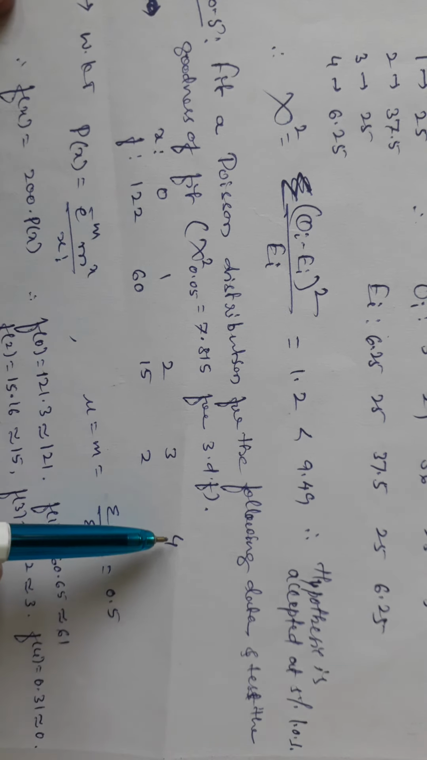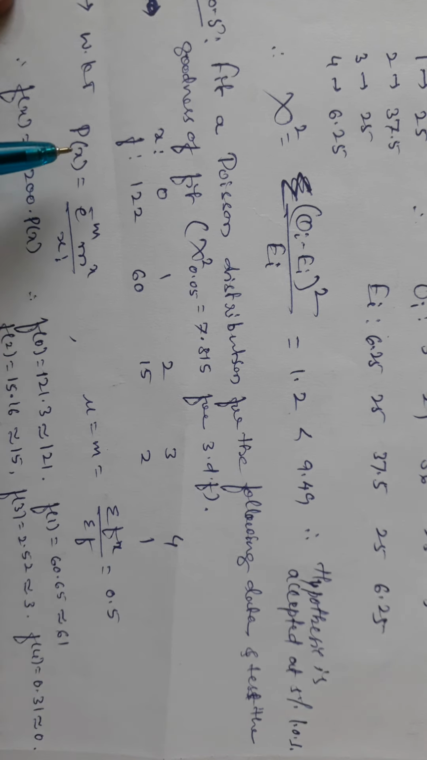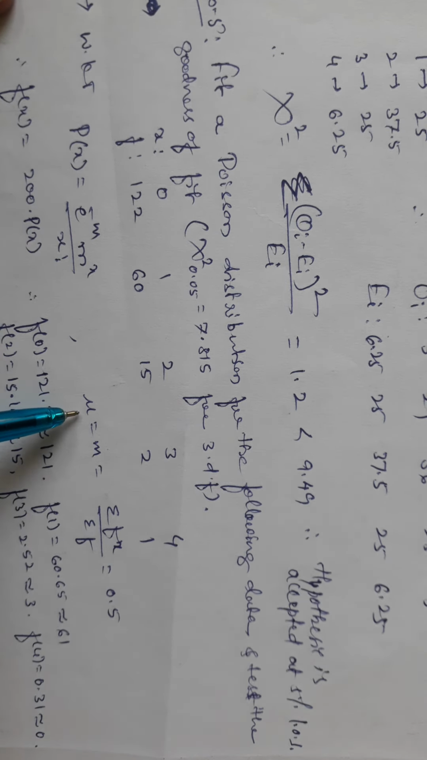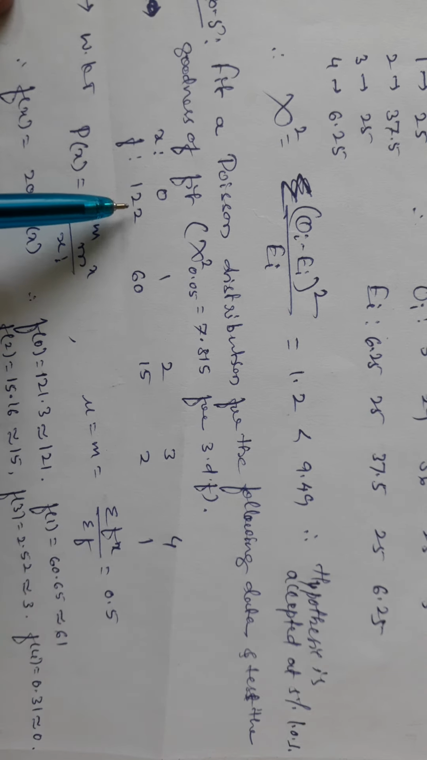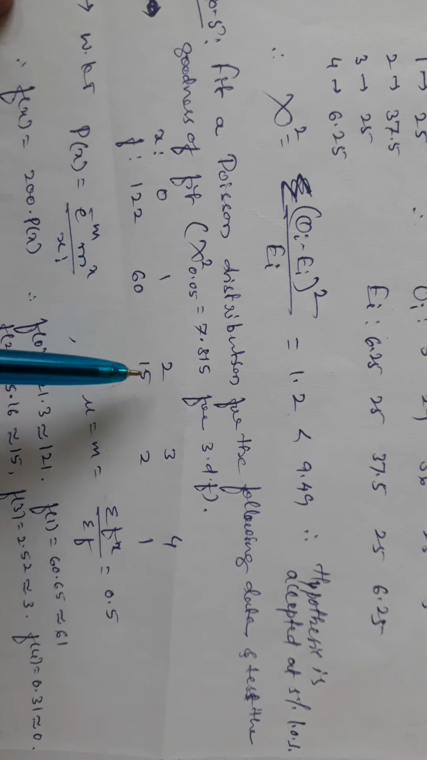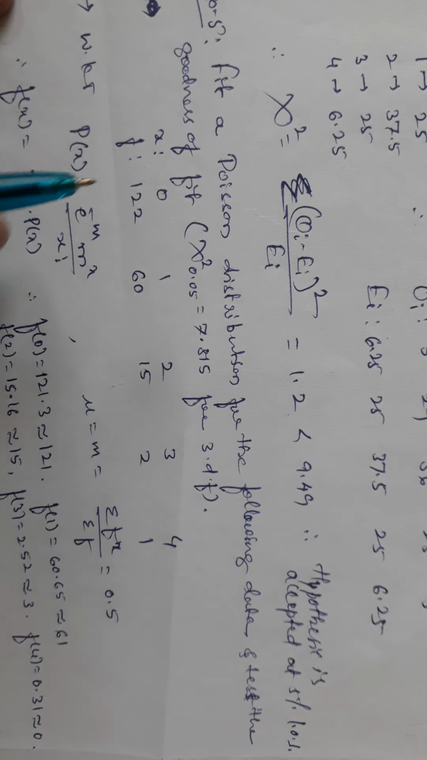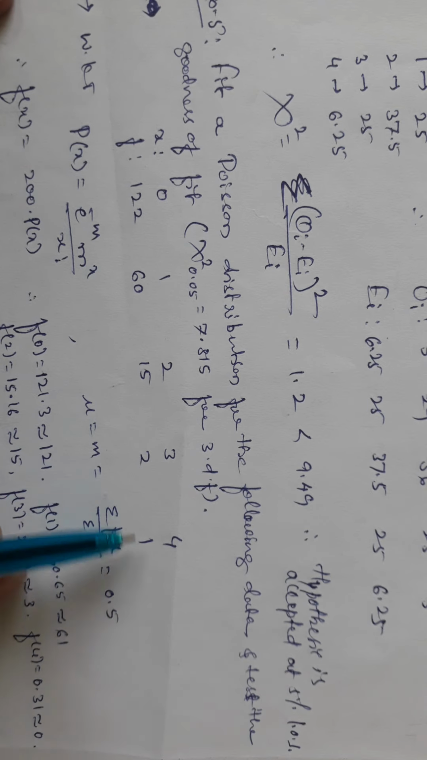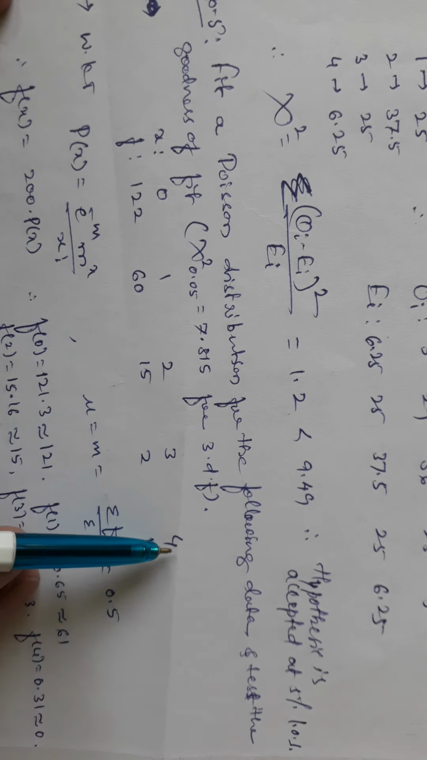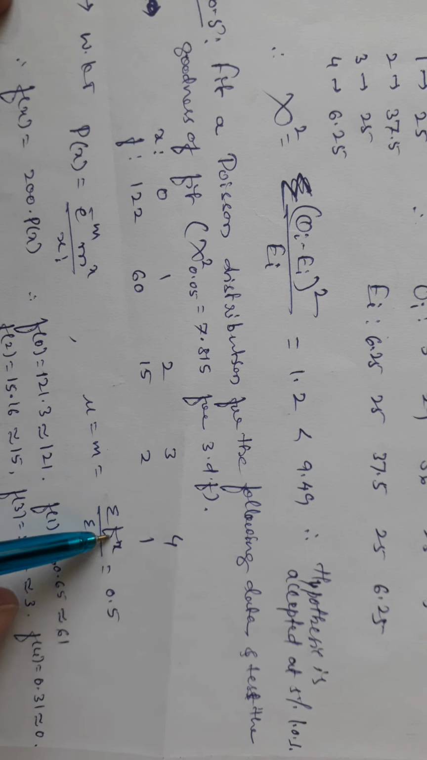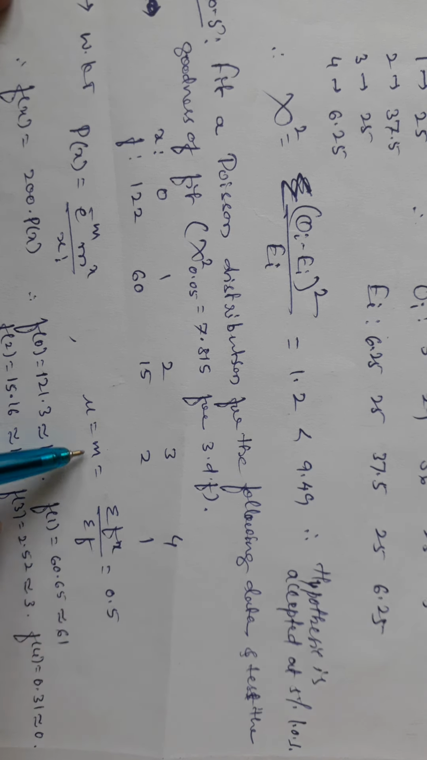Here these are the x values, but here we need to find m. Therefore, m, that is mu, the mean value, is obtained by the formula summation fx divided by summation f. It is a frequency distribution. Therefore, f into x for each value, then by adding we'll get summation fx and divide by summation f. Therefore, summation of f is 200 and these values are 0, 60, 30, 6, 4. By adding this we'll get 100. Therefore, by simplifying we'll get 0.5. It is the mean value m.